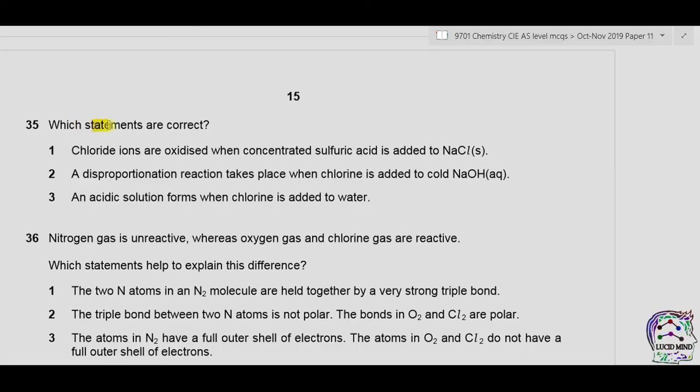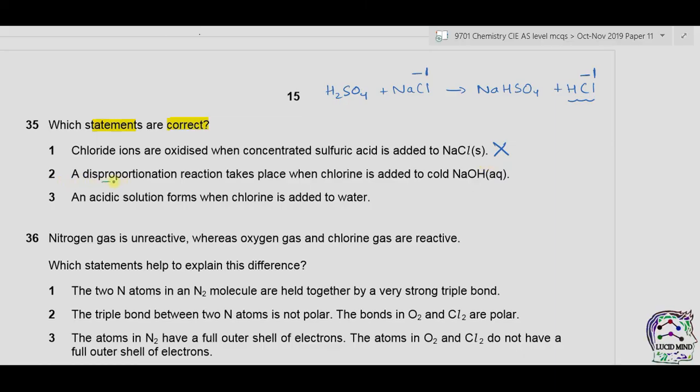Question 35. Which statements are correct? Number 1. Chloride ions are oxidized when concentrated sulfuric acid is added to sodium chloride. Now we can see that when concentrated acid is added to NaCl, the products formed are sodium hydrogen sulfate along with HCl, and this HCl is not further oxidized by sulfuric acid. The oxidation state of chlorine in the reactant is -1, while in HCl again it is -1, so no change in oxidation state has taken place, so 1 is incorrect.